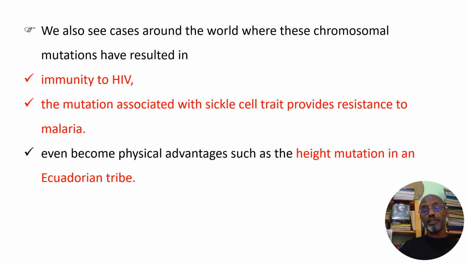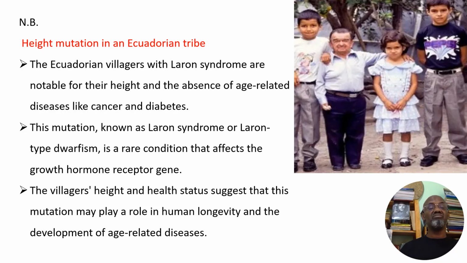And there is one particular case where mutation gives a physical advantage, such as the height mutation in an Ecuadorian tribe. You see, there is a mutation that has occurred in one tribe in Ecuador, Latin America, where these individuals are very, very dwarf as a population.